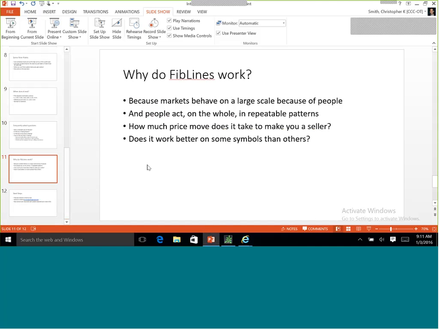Okay, so how do FibLines work, or why do they work? I believe they work because the markets are made of people, and while individual people might have their own reasons for acting, on the whole, people in groups act in repeatable patterns, and that pattern is dictated by the Fibonacci sequence and these retracement levels. Another way of looking at it is how much price move does it take to make you into a seller? So that's really the heart of FibLines.